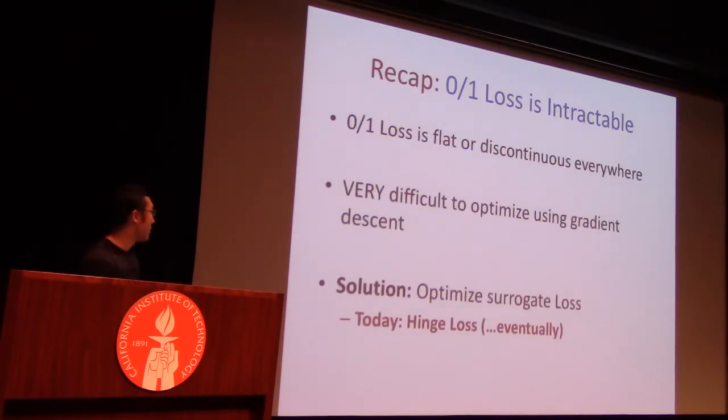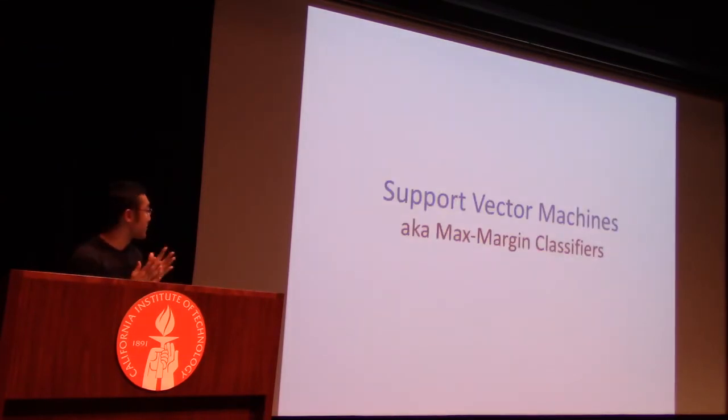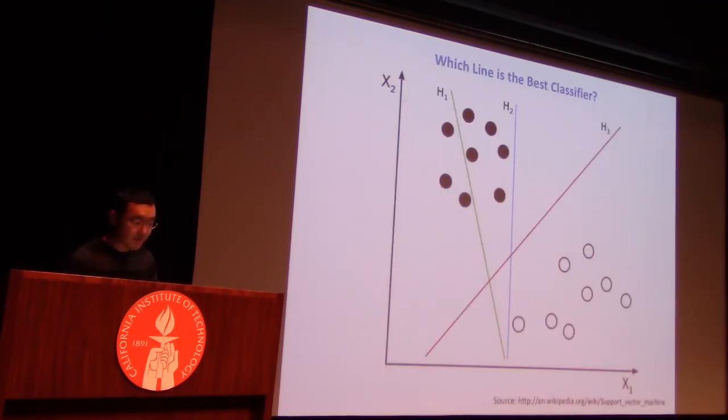So today we'll talk about a few different loss functions. We'll get at hinge loss eventually, which is the loss function that's used to derive SVM training. So support vector machines, also known as SVMs for short, are also known as max margin classifiers. If I take a look at this very simple two-dimensional data set, we have positive examples and negative examples in the form of black circles and white circles. And suppose we have 3 hyperplanes that separate the data.